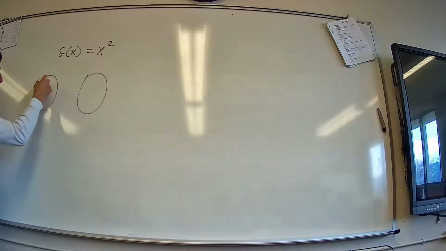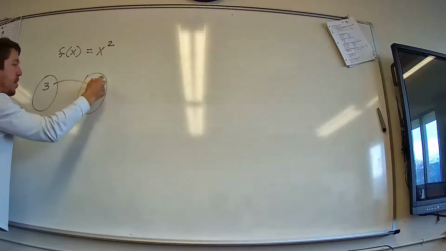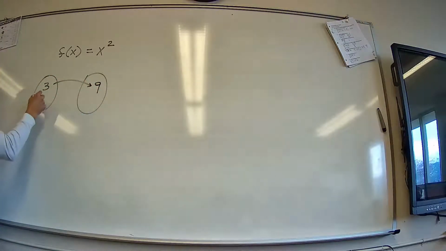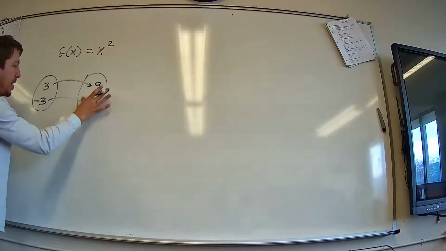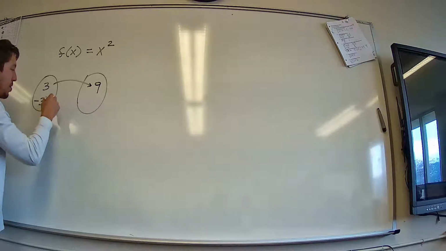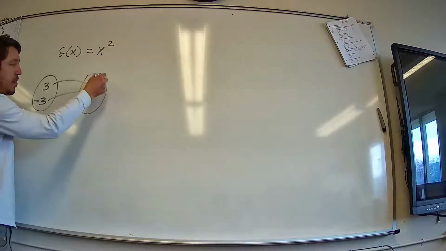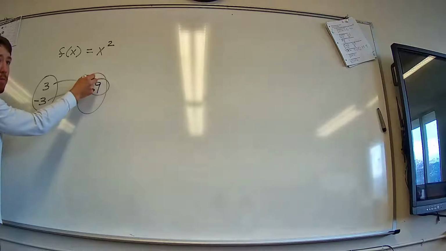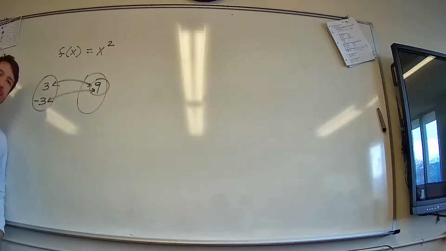Well, let's say I plugged in 3. What comes out? 9. I plug in -3. I get, oh, wait a second, I get 9 again. Let's draw this line a little bit better. Okay, so these two actually map to the same value. So then the inverse would have to somehow take this as an input. And here's where the problem lies. This input would have to map back out to 2 different outputs. That's not a function.